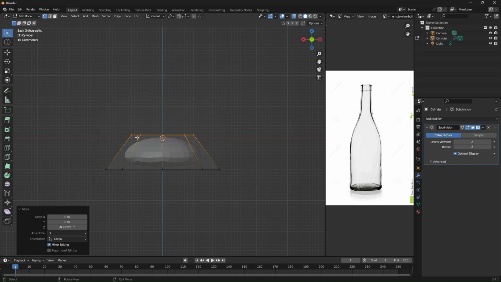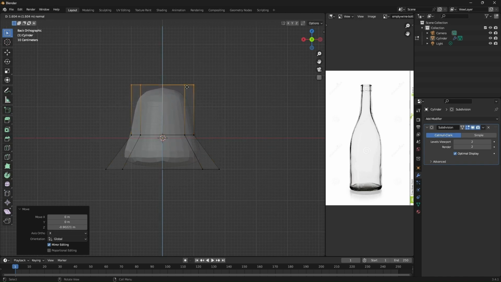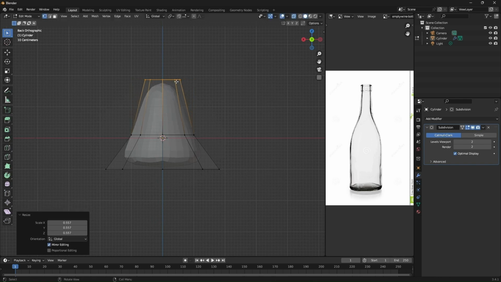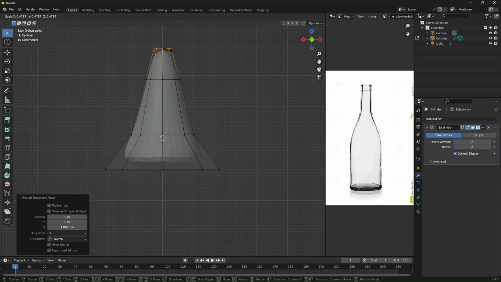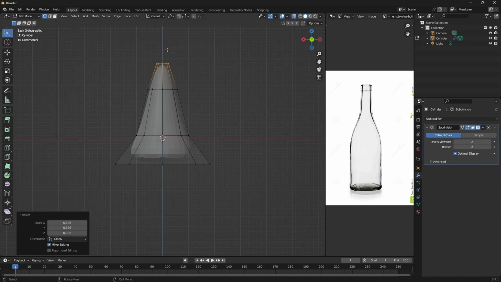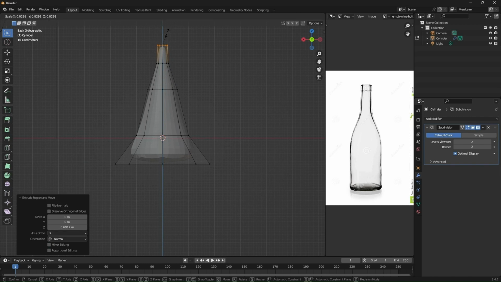I still have the top selected, so now what I can do is I'm going to extrude upward, and then I can scale inwards, and then I want to extrude some more upwards, and scale inward again. And I'm going to do one last extrude up here, and scale it inwards.